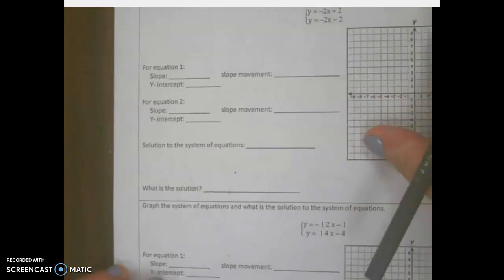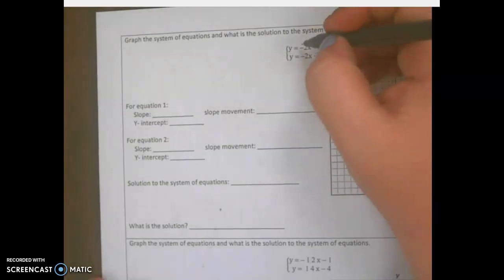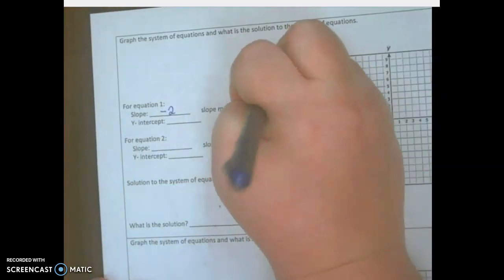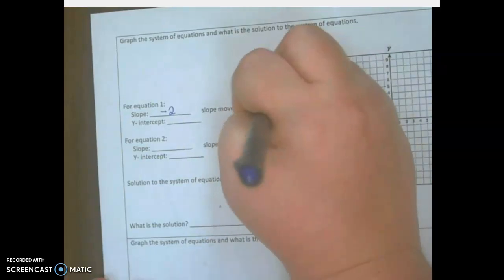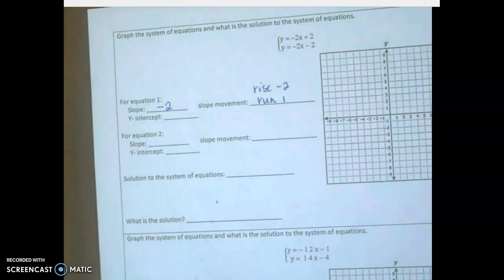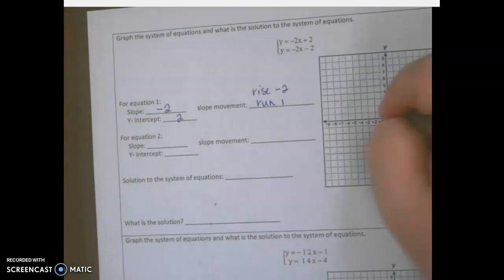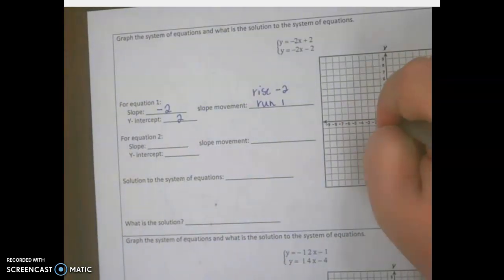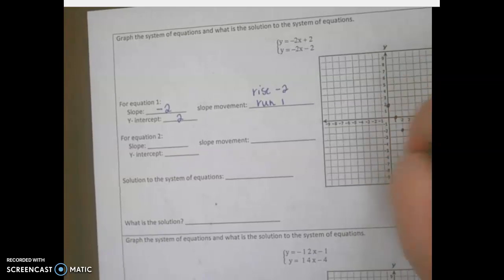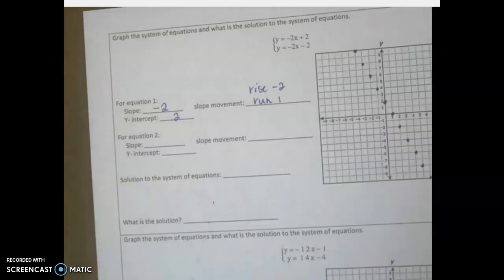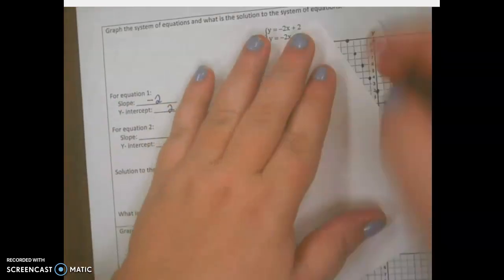Right, let's look at our next one. So equation 1 has a slope of -2. Means it's going to rise a -2, run 1. My y-intercept is 2. So I'm going to start at my 2. I'm going to go down 2 over 1. And I'm just going to keep doing that. Then I'm doing the reverse. And I'm going to connect those points.